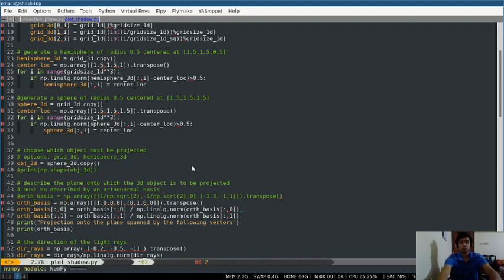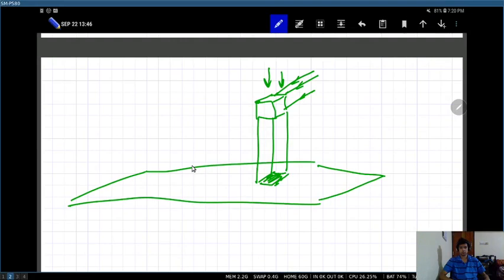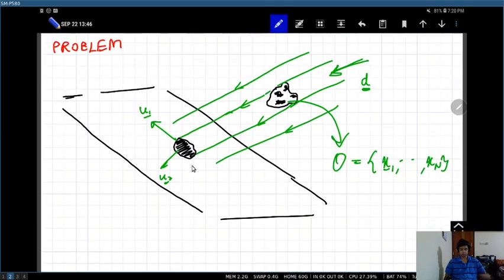Okay, so your goal is to do the following. Given any such 3D objects, you have to plot the shadow, and you can do this purely using linear algebra. You should somehow come up with equations in terms of u1, u2, and d, and basically be able to obtain the points on the shadow by solving some system of linear equations.